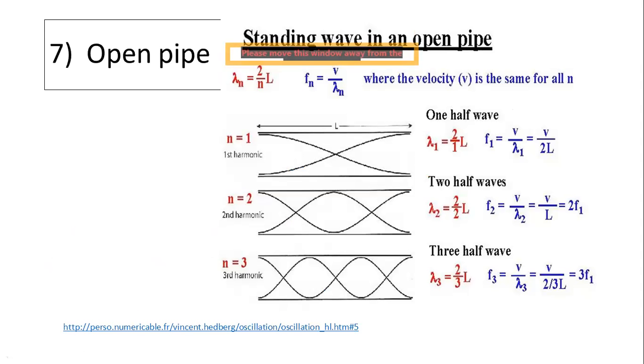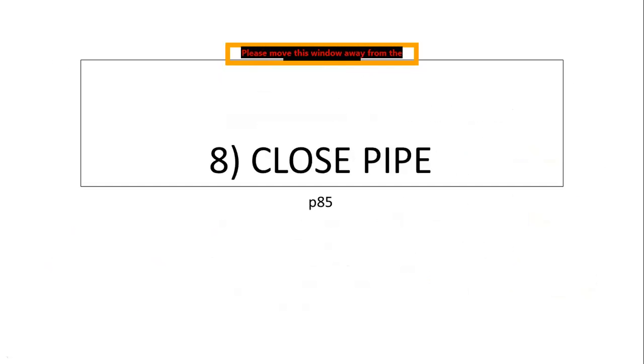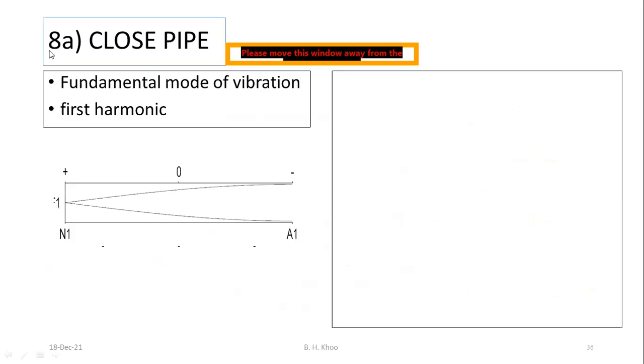Okay, let's just summarize it. The formula for a standing wave in an open pipe is the same as in a string. Let's go to the closed pipe, page 85. First one, we call it the fundamental mode of vibration or first harmonic.